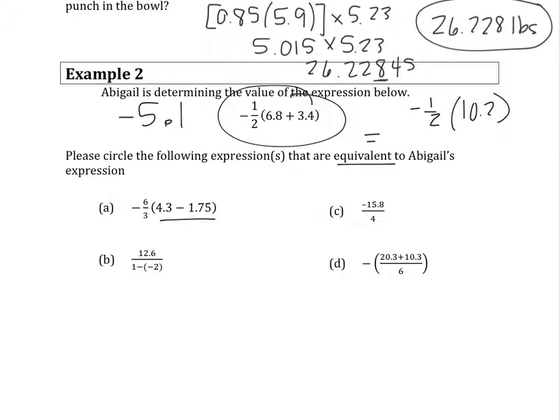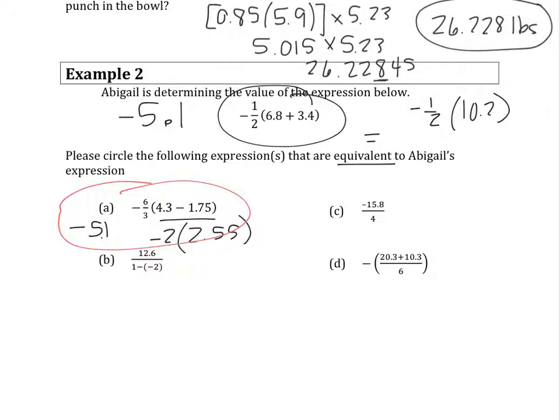Let's look at the first one. We're going to do 4.3 minus 1.75 first, which is 2.55, and that's going to be in parentheses, because we're in parentheses first, negative, and then 6 divided by 3 is going to be 2. So then I'm going to have negative 2 times 2.55, and that's going to be negative 5.1. So we found a winner. I'm going to circle that in a different color. And I'm not going to forget my decimal there.